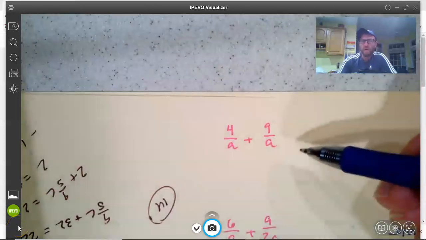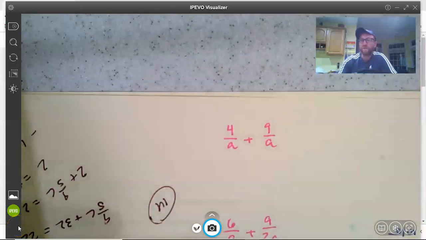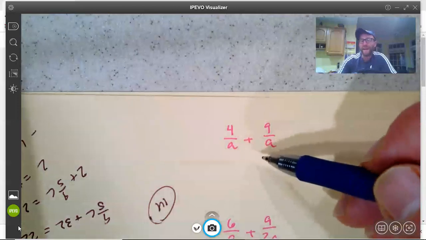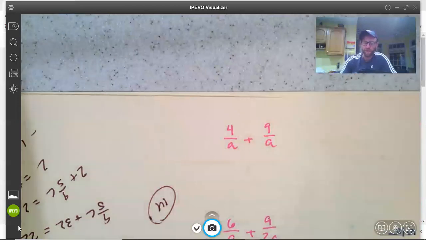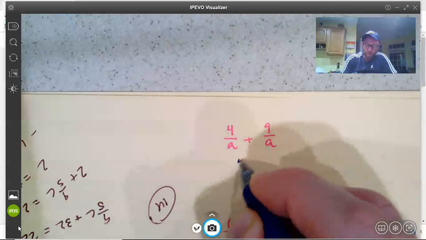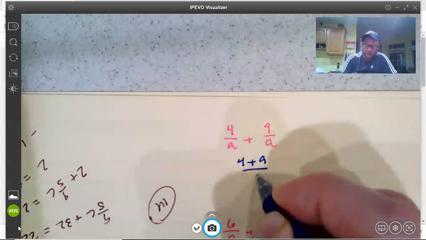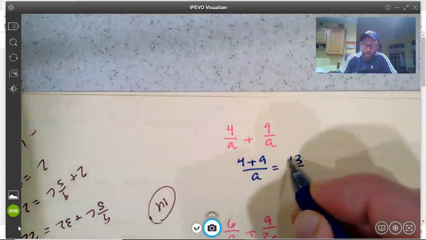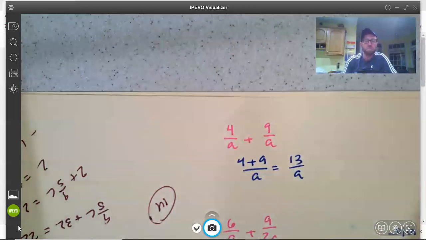Okie dokie. Adding fractions. We all know that we can add fractions only if they have a common denominator. Well, that denominator doesn't have to necessarily be a quote-unquote number. It could also be a variable. For example, these two fractions both have an a for a denominator, and I can add them together. They simply become 4 plus 9 over a. 4 plus 9 is 13 over a.